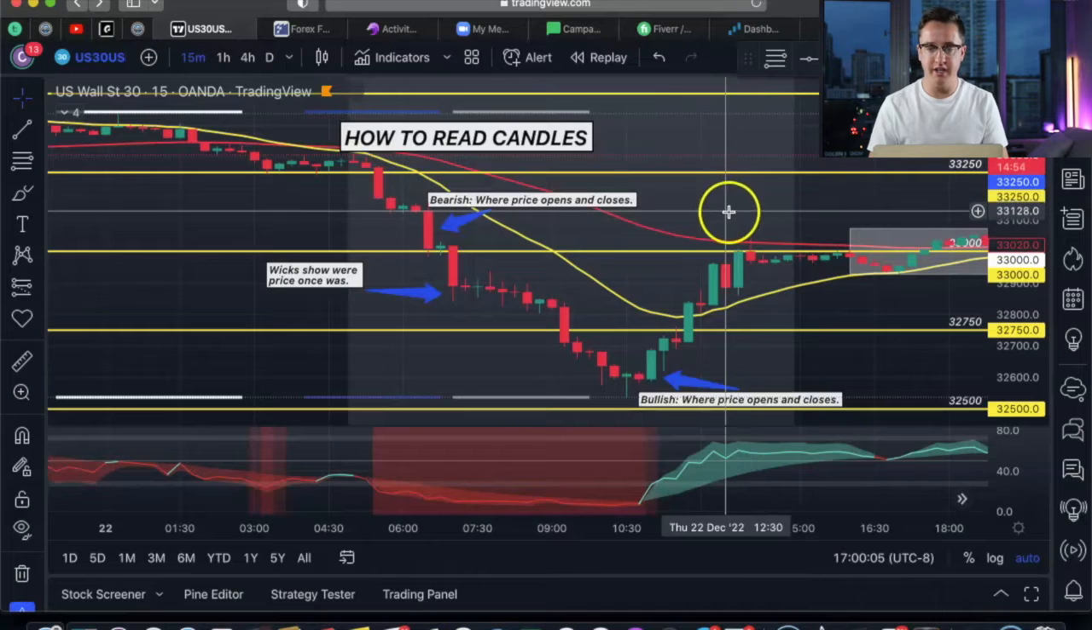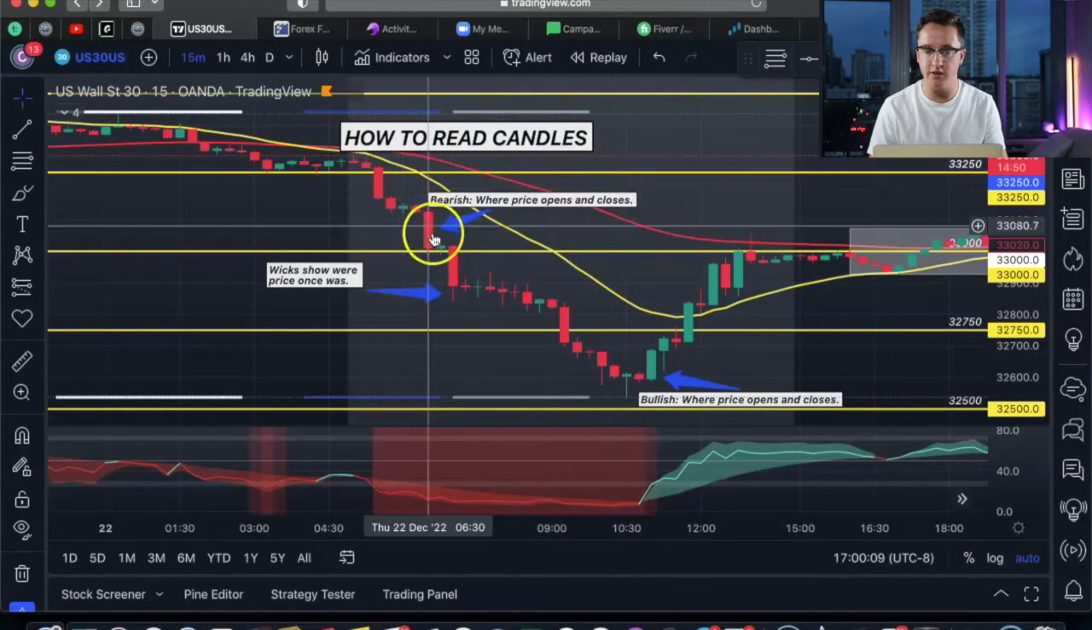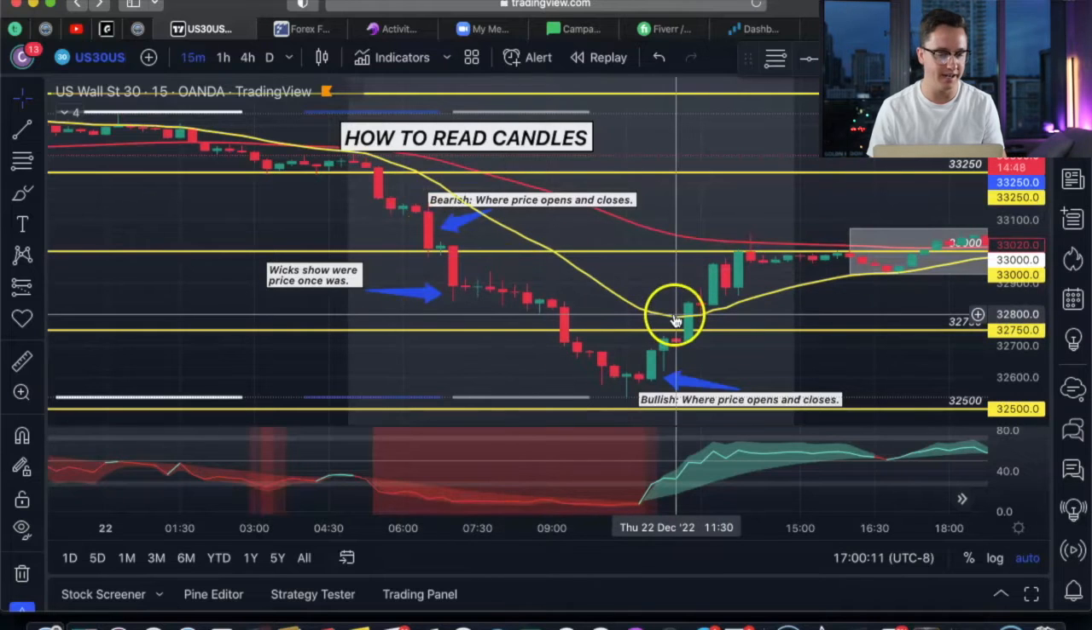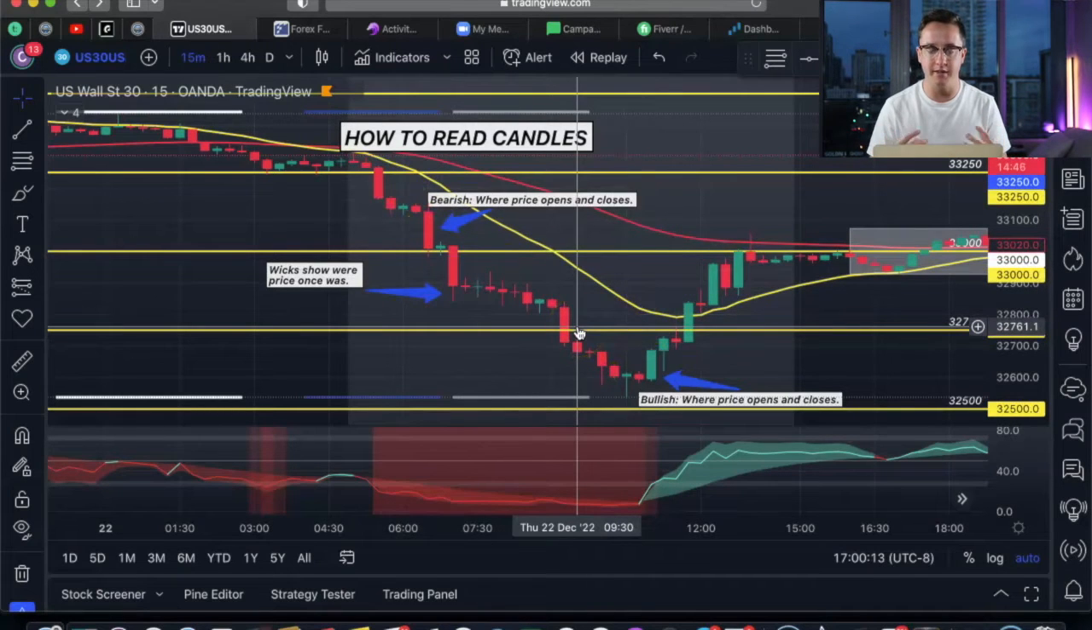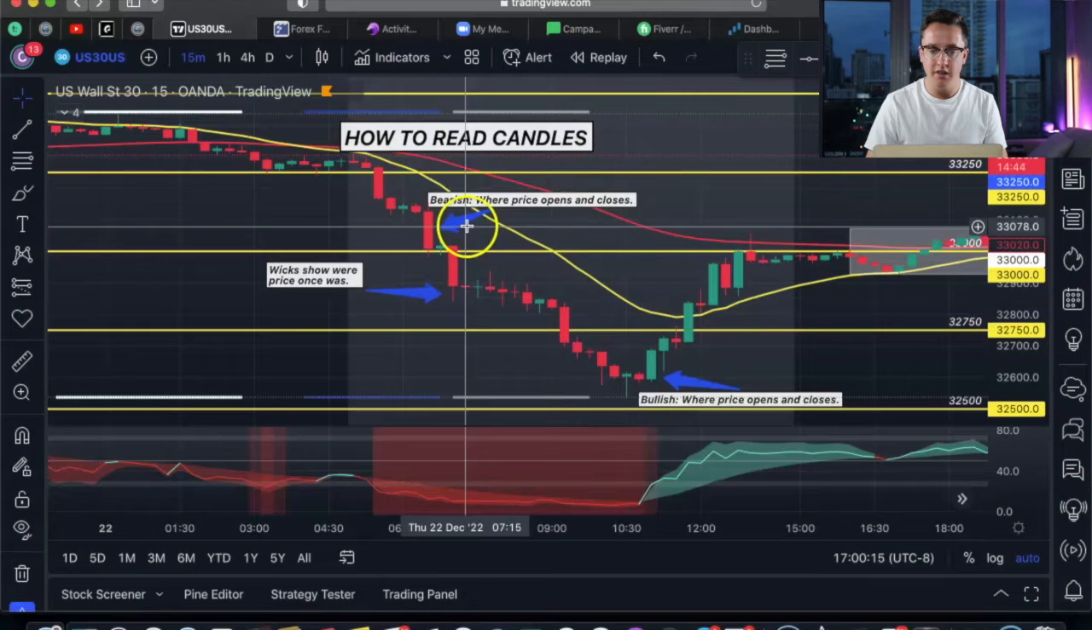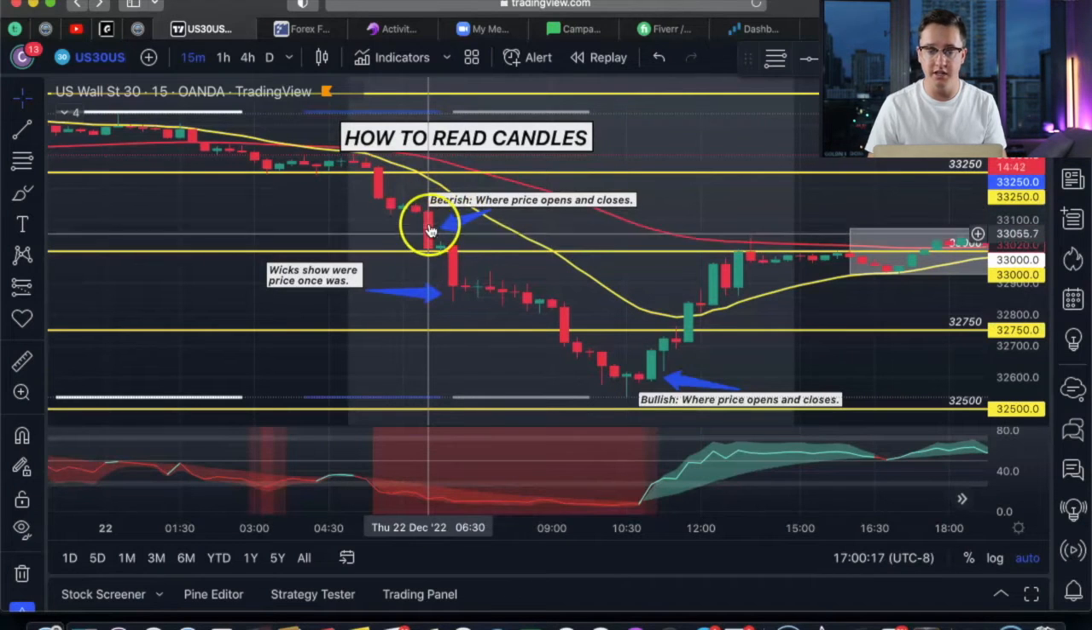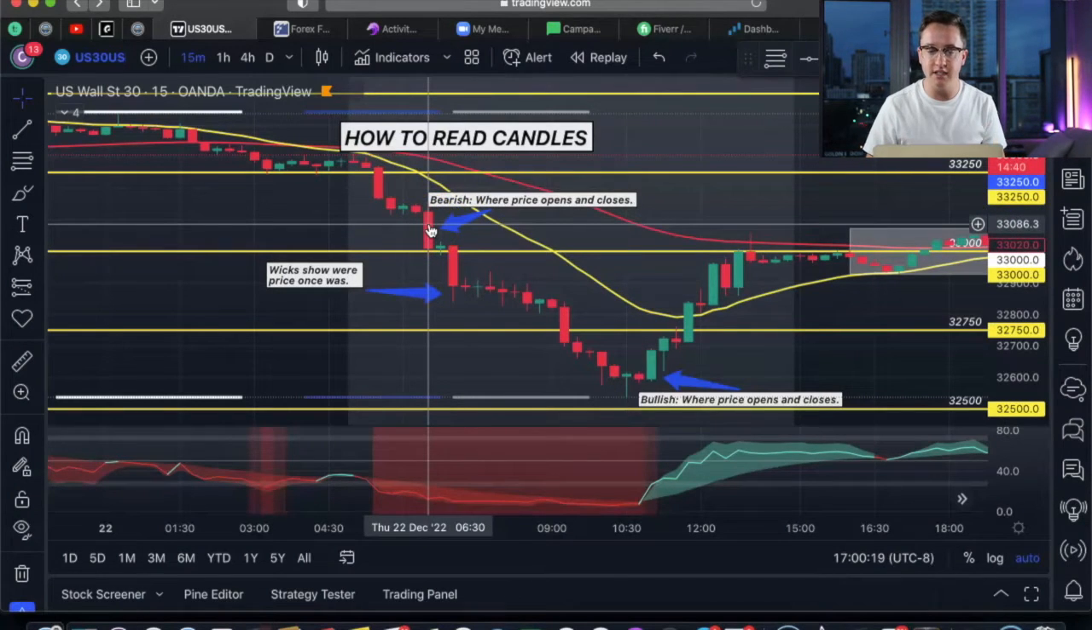The first thing that we need to go over is how to actually read the candles. There's all these candles that are going up and down, and it's hard to identify them. But to make it very simple, the candles that are going down, these are bearish candles. That means that there's a lot of sell volume in these candles.